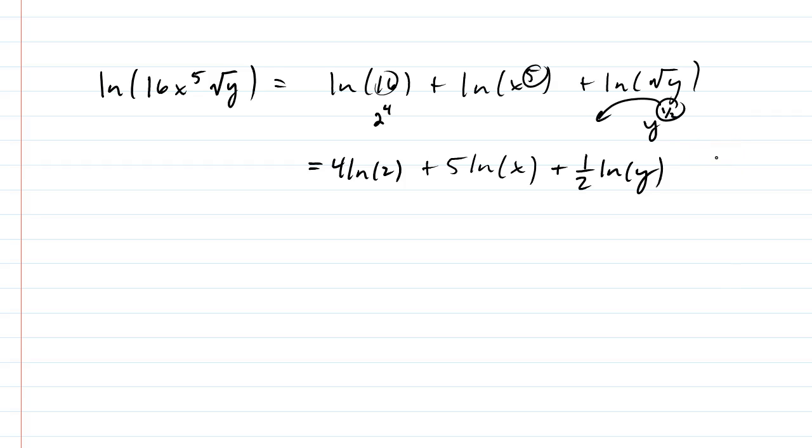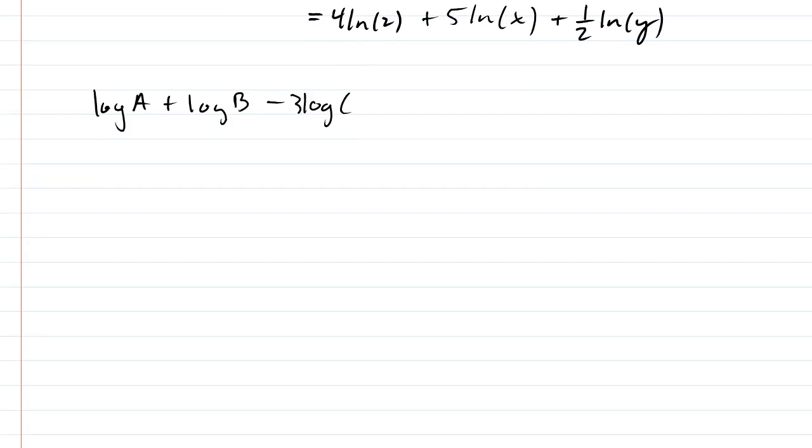So they might ask you to do something in the opposite direction. They may give you something like log a plus log b minus 3 log c. And then they'll say simplify, meaning put it together in one log. So when you see addition and subtraction, you're going to think multiplication and division. But first, we're going to take this 3 and bring it inside, do the opposite of the power rule. So this is going to be log A plus log B minus log C cubed.